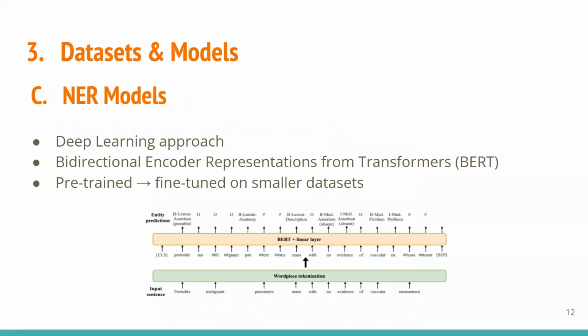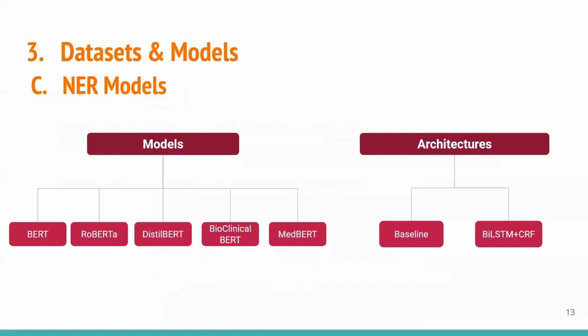Next, a deep learning approach was taken through using BERT-based models, which are bidirectional encoder representations from transformers. It is a pre-trained model which can be fine-tuned on smaller datasets. There are a total of 5 BERT variants and 2 different architectures that were examined as well.